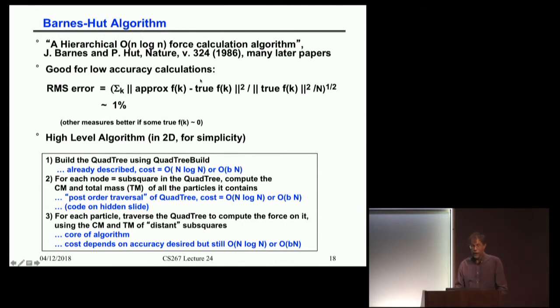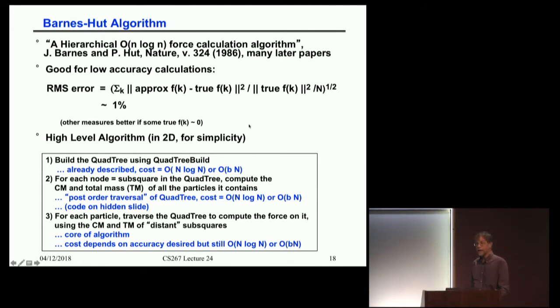And how do I measure accuracy? It's going to be something called the root mean square error. I take the approximate force for every particle and subtract the true force. That's a vector. Take its length squared, divide by the true force, so this should hopefully be something between 0 and 1. Add them all up and take the average. Our goal is to make that about 1%.